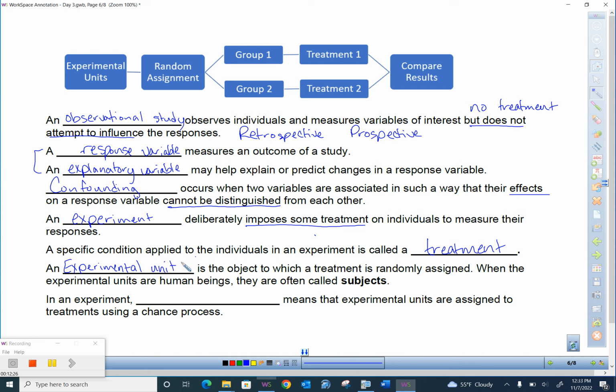In an experiment, what means that experimental units are assigned treatments using a chance process? Okay, so this is the most important thing when we're splitting up our groups, is we have to have random assignment.